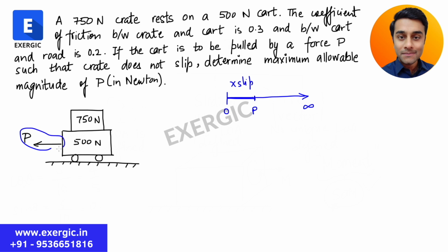But as you keep on increasing the value of P, a point will be reached after which it will start slipping. If you apply a very high force P, the 500 Newton cart will have a high tendency to move here, which will slip the 750 Newton crate in the opposite direction, right? So as P keeps on increasing, a time comes when it will start slipping. You have to tell the maximum value of P, meaning this range we are considering, such that the crate does not slip. The same thing can be asked in a different way: what will be the minimum value of force P which can cause the slipping? When we say minimum value, we are talking about this other range.